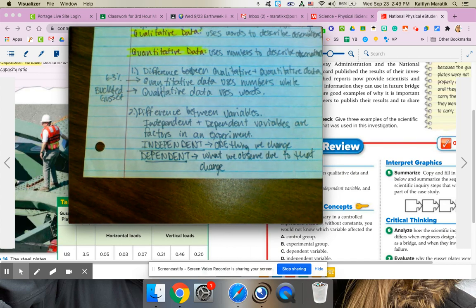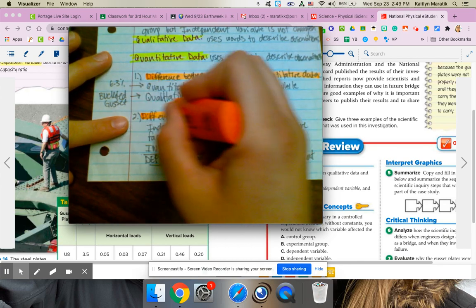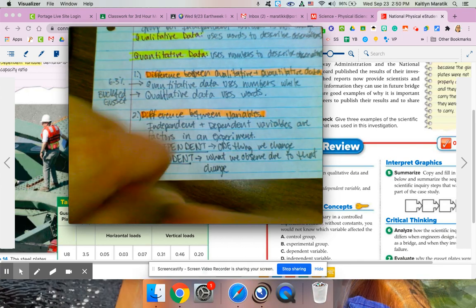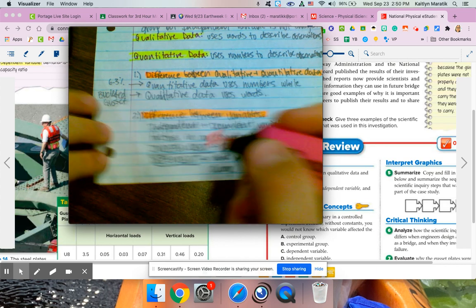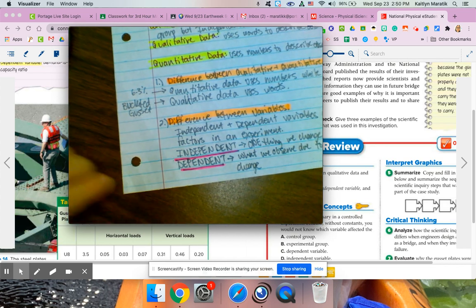Now, if you're someone who likes highlighters, definitely go for them. You can make this look super nice. Sometimes I like to just have my questions be one way, and then anything answered that's important. So like, just independent versus the dependent, I might just make that pop out a little bit more.